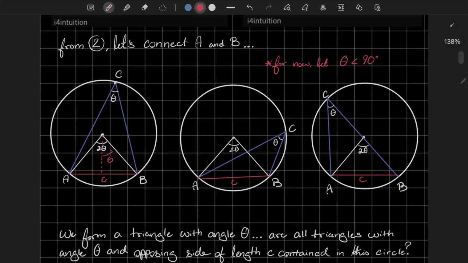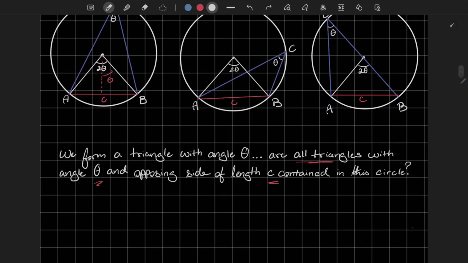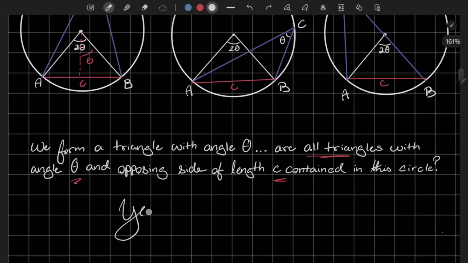So that brings the question: are all triangles with angle theta and opposing length C contained in this circle? Because we sure do have 3 examples of them here. So do all of them happen to have a point C between here and here? Are all those triangles formed by having the point on the circumference? The answer is a resounding yes.